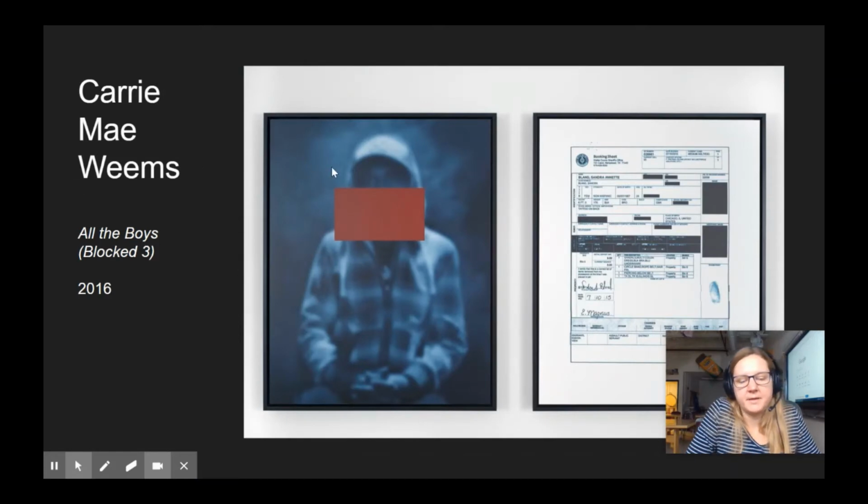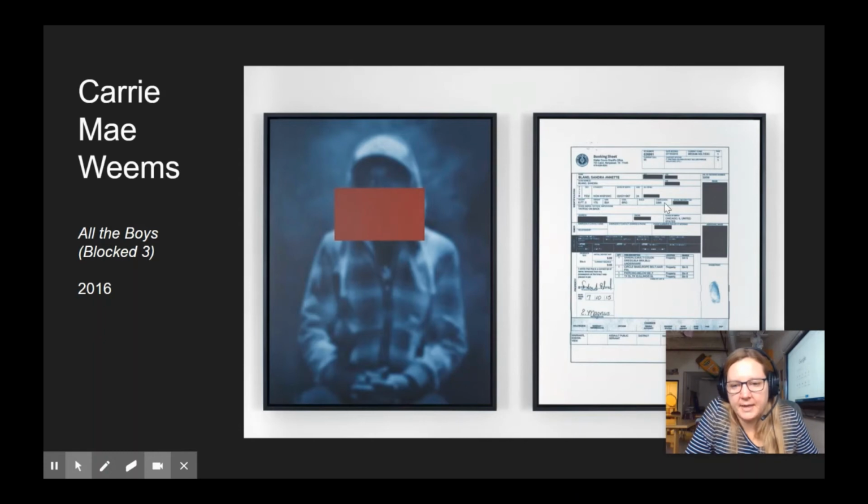And then Carrie Mae Weems over here. We have all the boys from 2016, and you can see that there is an out of focus picture of what looks like a Black male or female. And then you have a red block that's covering the nose, mouth, and chin. And then you have a booking sheet, which says Sandra Bland on it.